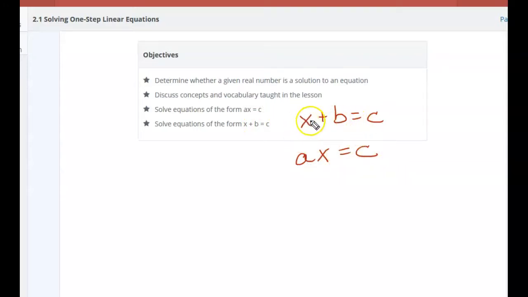Now, these are called linear because the variable that we're using to solve is only to the first power. We don't write the exponent 1. And in a sense, they would be linear, a line, if we were to do some graphing, which we'll do in Chapter 3.